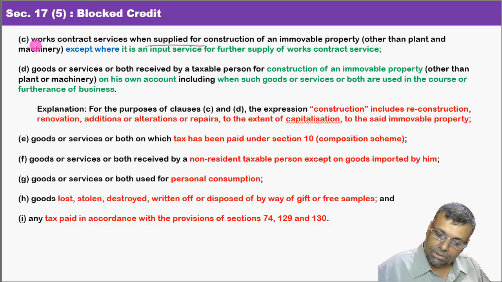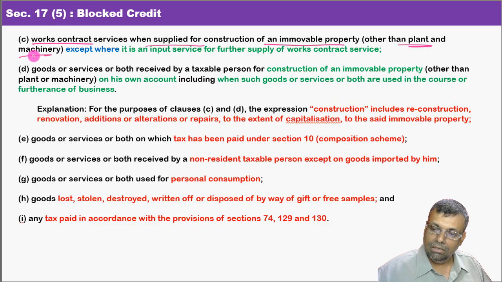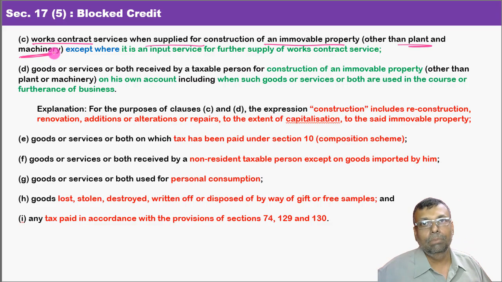The work contract services for an immovable property other than plant and machinery. So basically, plant and machinery erection is eligible for input tax credit. Basically, it's a part of the industrialization.